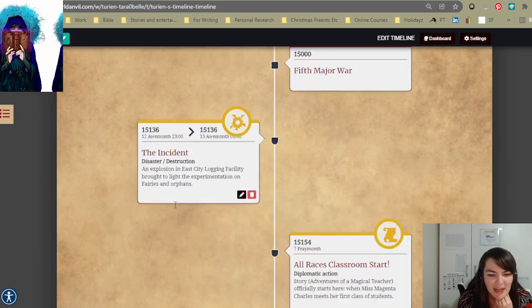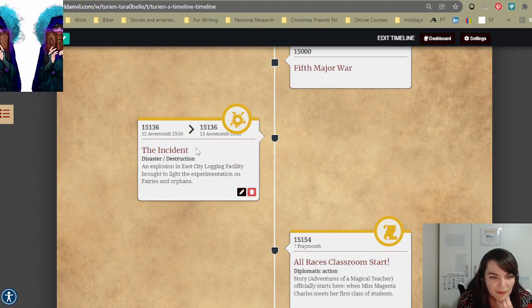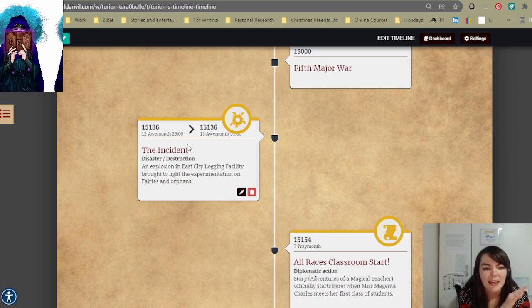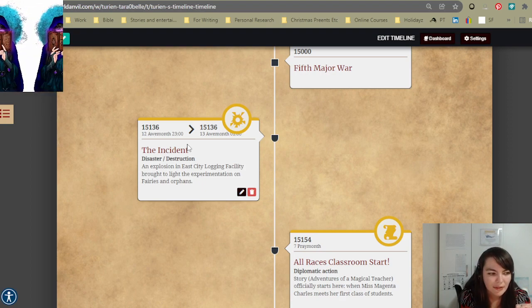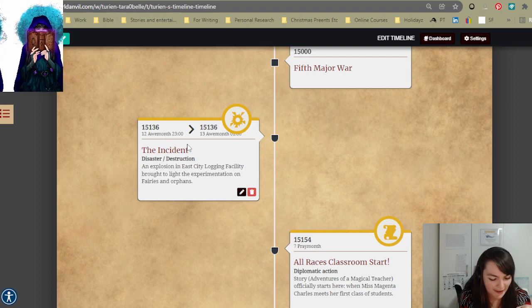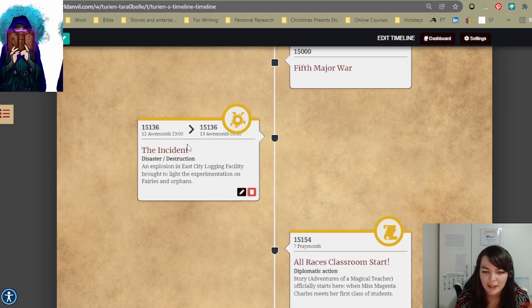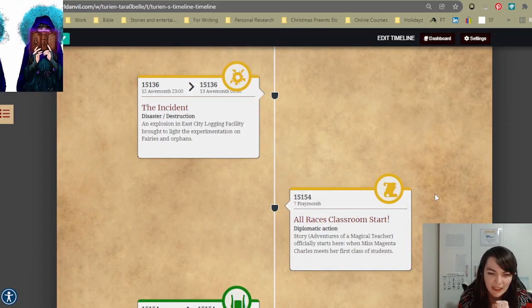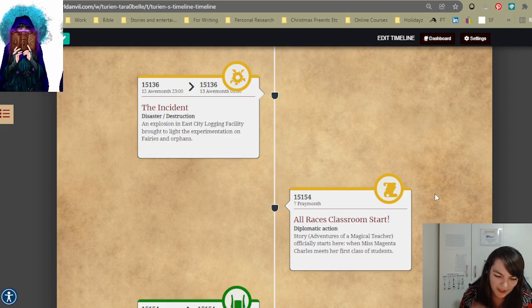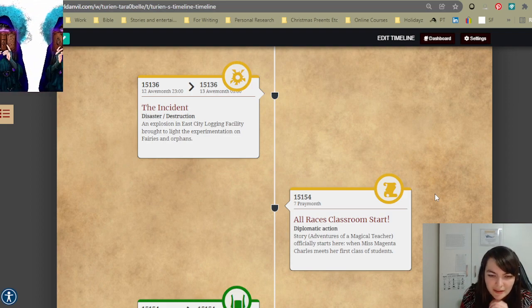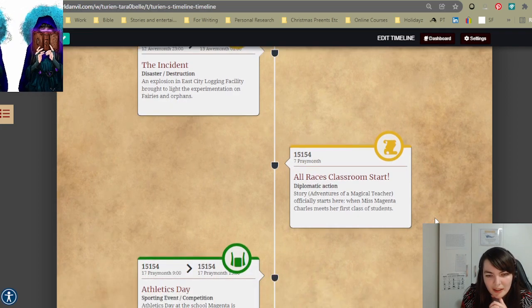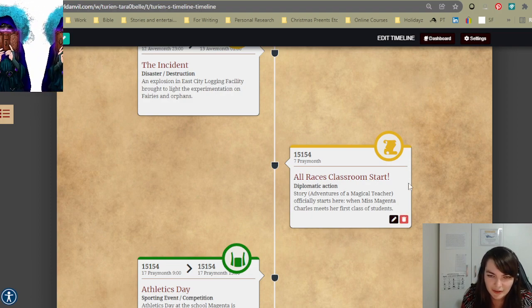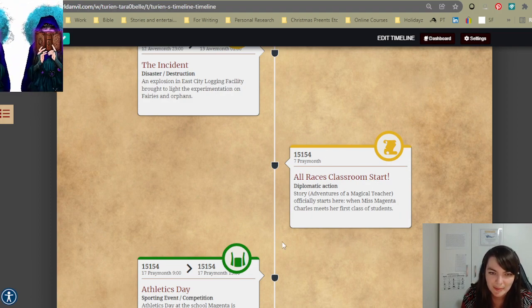So this is the thing that sparks it off. Basically, that's where they found out that fairies were being experimented on and killed, as well as human orphans. And the current hero is childhood friends with my teacher, and the teacher is the main character of my story, so if I keep going back to her, that's because she's the main character. Yeah, so Ryu was just one of the students. So all races classrooms start, so this is where the story starts, basically.